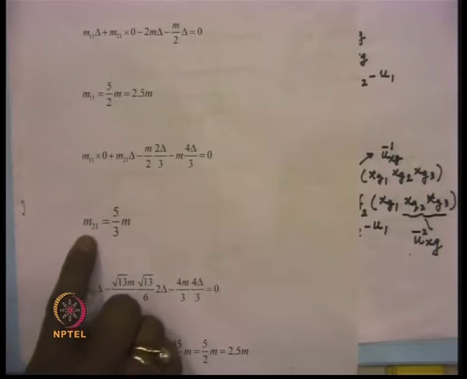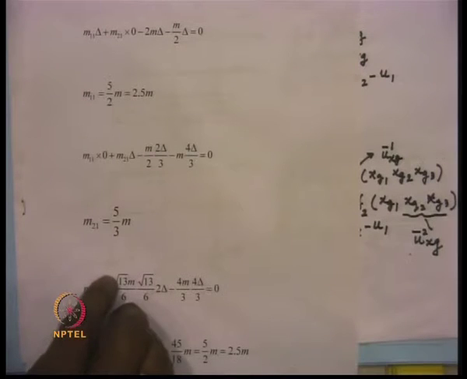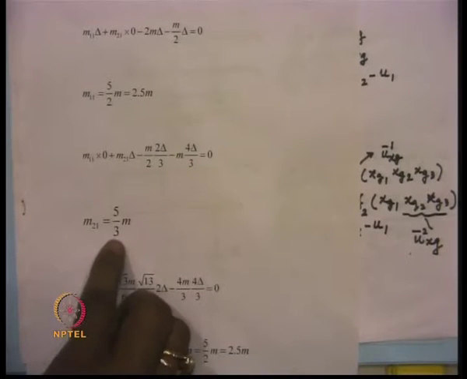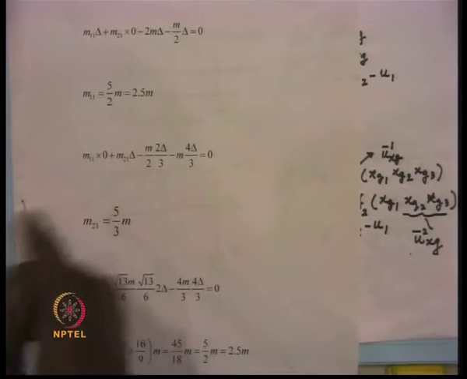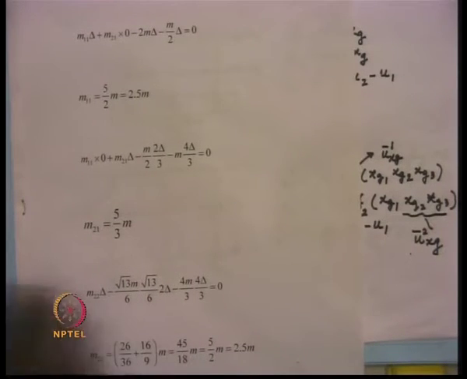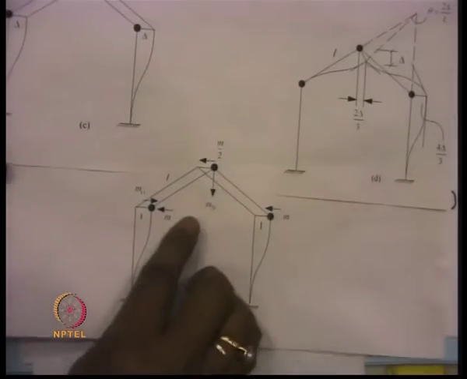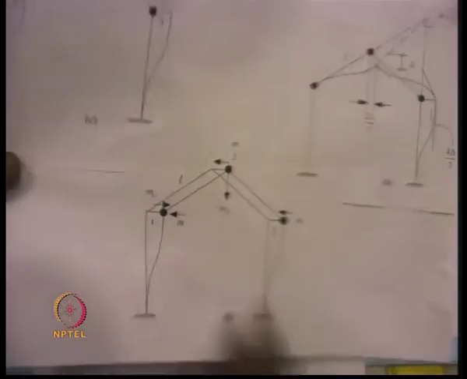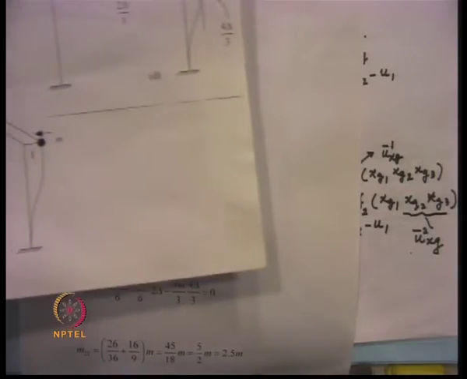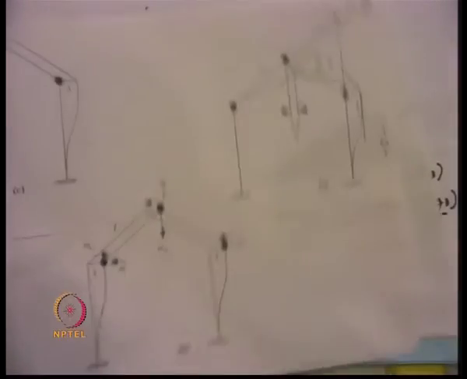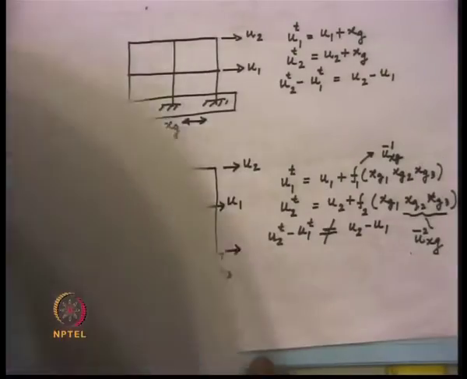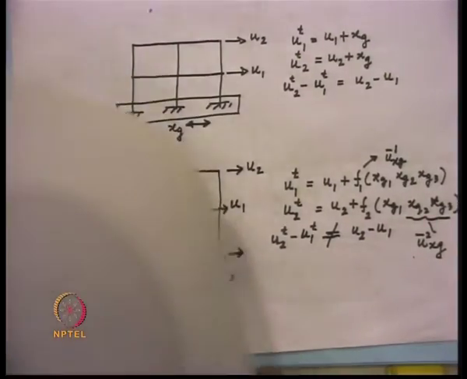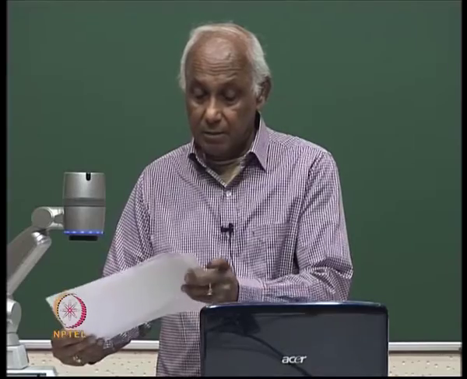So, that gives m21 to be equal to 5 by 3 or 1.67, which we got in the previous calculation also. In this way, one can also find out m22 and m11. So, using the method of virtual work, one can also obtain the mass matrix of a particular system if it is not a diagonal mass matrix.